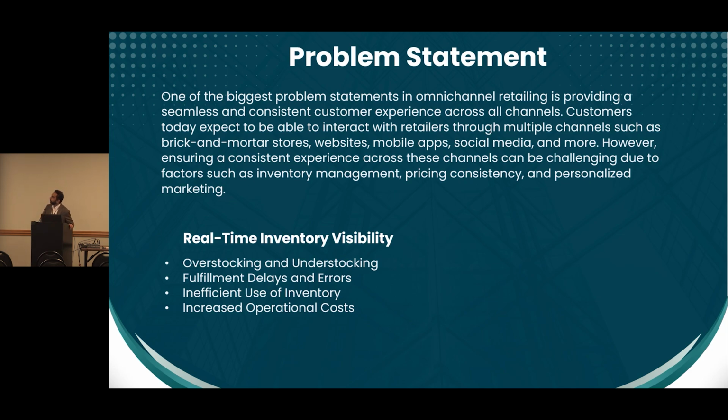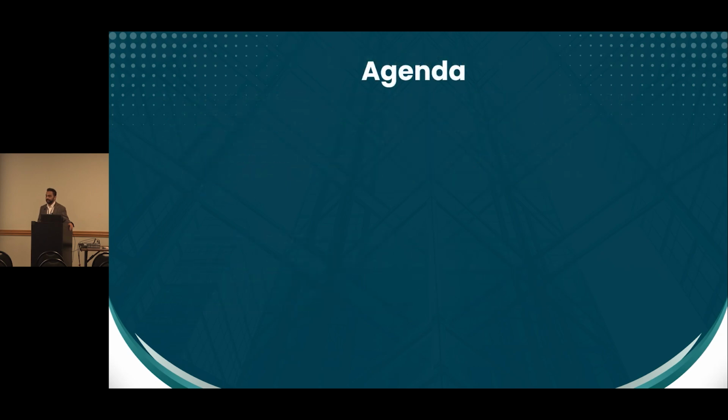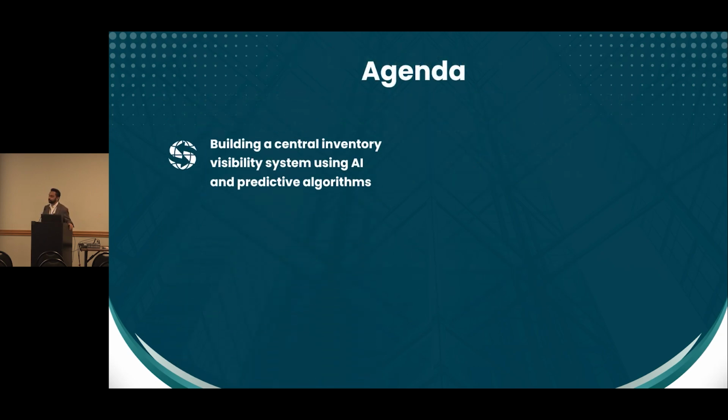Moving on to the first topic, building a central inventory visibility system using AI and predictive algorithms. To have this system in place, one of the major systems a retailer should have is called a forecasting system. There are two major forecasting systems in the world of supply chain. One is demand forecasting, the other is sales forecasting. Demand forecasting forecasts the demand for a store and item combination. On the other hand, sales forecasting is a system which forecasts the future sales for the retailer.